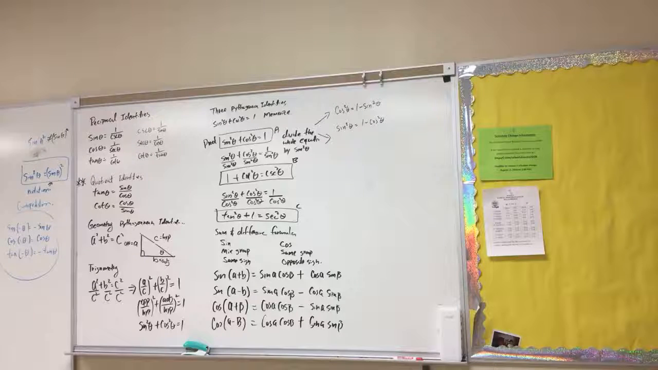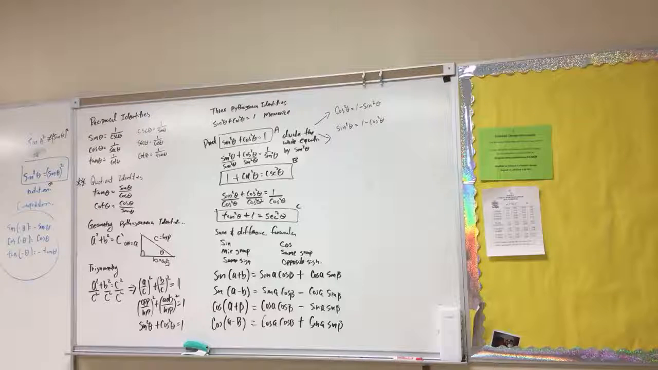You do the same thing for the sine squared theta. I'm going to replace that as 1 minus cosine squared theta. And that's going to distribute. The sign's going to change, becomes adding. So cosine squared theta plus cosine squared theta is going to be 2 cosine squared theta minus 1. So that becomes the second one. I want you to be able to prove that one.